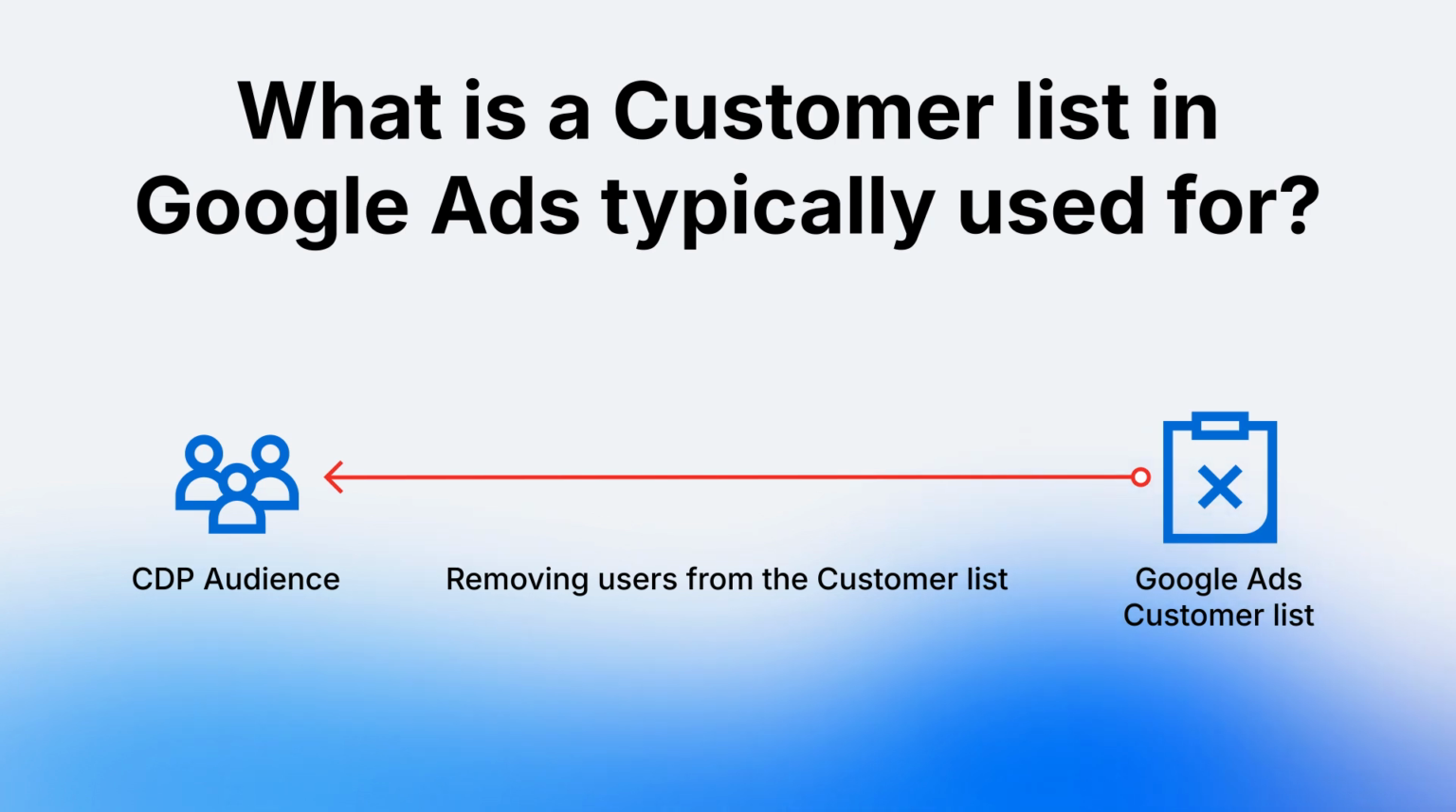Finally, the benefit of using CDP is that the process of adding and removing users from the customer list can be automated, so you don't have to import or upload the data to Google Ads manually. And most importantly, based on your first-party CDP attributes and behavioral data, i.e. your audiences, you can define them once and then automate that process for the future.